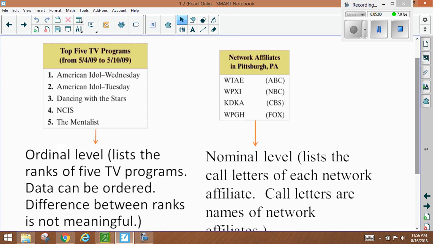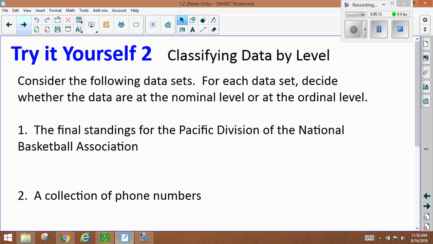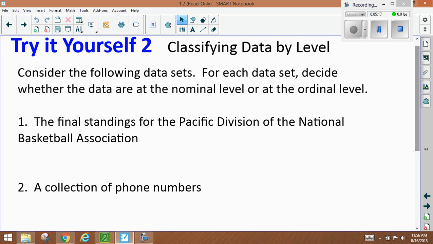Okay. So try it yourself. Take a look at this. Check it out. Determine whether it's at the nominal level or at the ordinal level. All right. So what do you think? Number one, is that at the nominal level or at the ordinal?